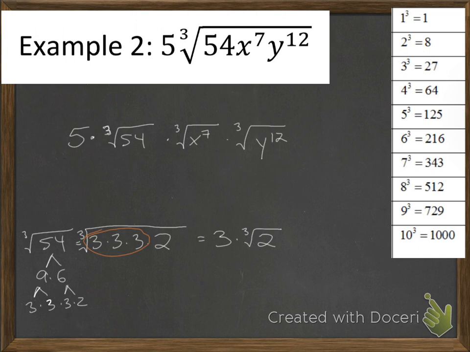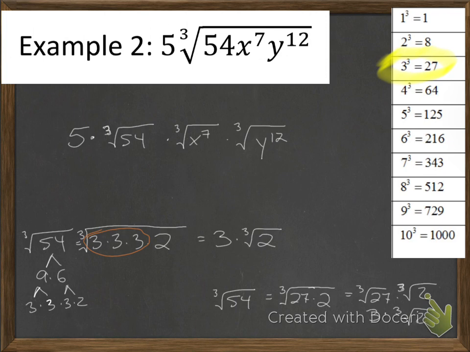Okay, another equally valid thing to do is if you know your perfect cubes, you can see that 3 to the third power is 27. So another thing I could do if I don't like that method is rewrite the cubed root of 54 as the cubed root of 27 times 2, okay? And then I would rewrite this as the cubed root of 27 times the cubed root of 2, and the cubed root of 27 is 3, as you can see. So this would still give me 3 times the cubed root of 2. Okay, so you can use either method. It's up to you. So let's go ahead and fill this out. So we have 5 times 3 times the cubed root of 2.